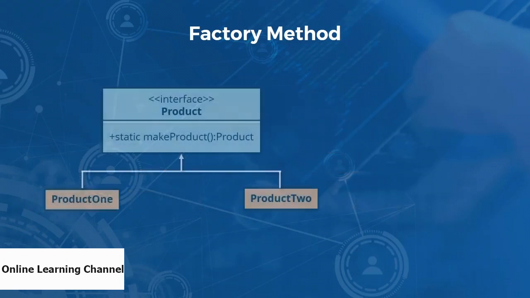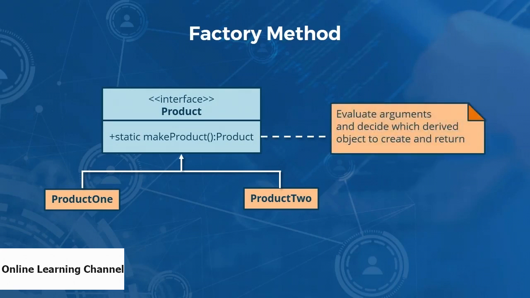The factory method takes in input arguments from the applications that invoke the method. It will then evaluate the arguments and decide which derived object to create and return to those applications.